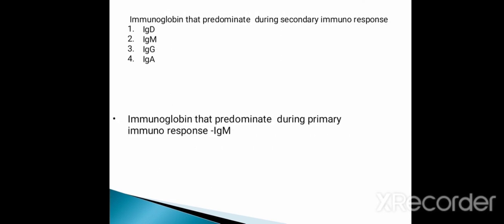Immunoglobulin that predominates during secondary immune response is option 1 IgD, option 2 IgM, option 3 IgG, and option 4 is IgA. And the correct answer will be IgG. That is, immunoglobulin that predominates during secondary immune response is IgG, whereas the immunoglobulin that predominates during primary immune response is IgM.